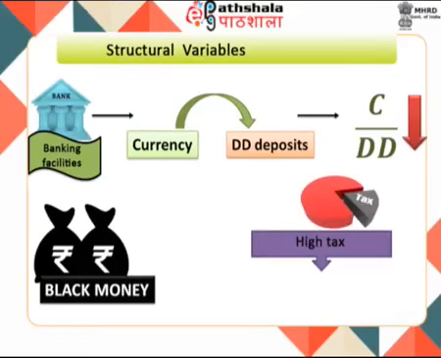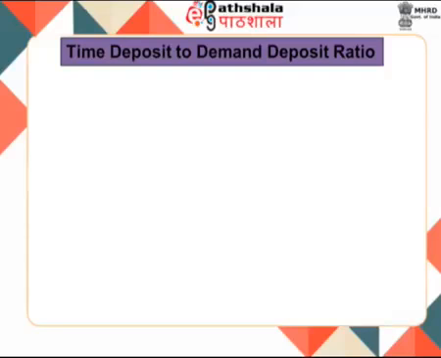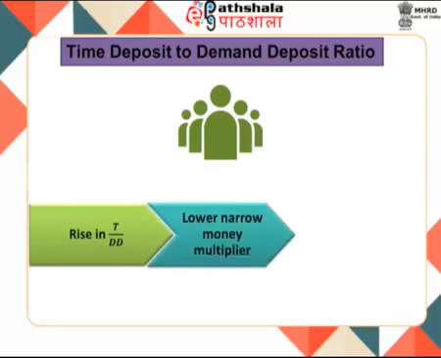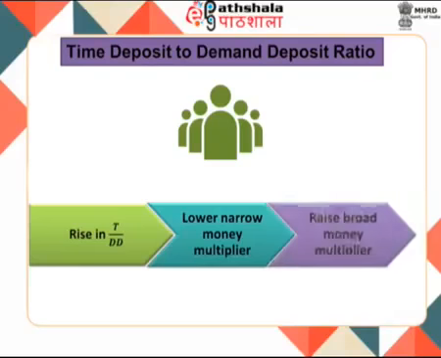Apart from the C/DD ratio, the T/DD ratio is also affected by the decisions of the public. A rise in the T/DD ratio would lower the value of the narrow money multiplier and raise that of the broad money multiplier.